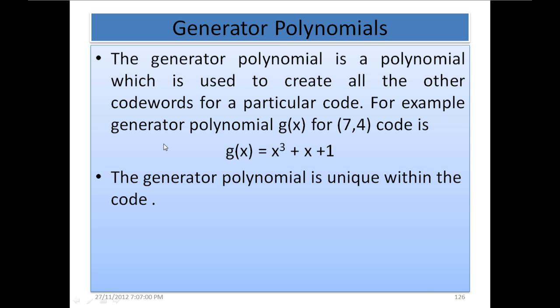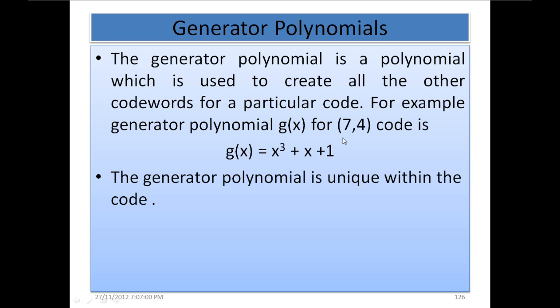Generator polynomials. The generator polynomial is a polynomial which is used to create all the other code words for a particular code. For example, the generator polynomial g of x for the 7,4 code is g of x equals x^3 + x + 1. It is the same as a matrix. A matrix is used to generate the code words. Here we are using a polynomial to generate the code words. Since this polynomial is generating the code words, it is called the generator polynomial. And that polynomial is x raised to power 3 plus x plus 1 for the 7,4 code word.